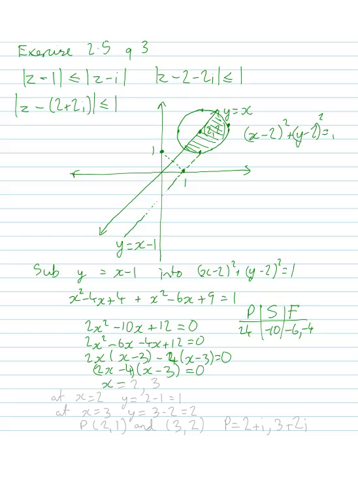So this is just a quadratic that's non-monic, so we need to PSF that. We'll do that over here. So the product is 24, the sum is minus 10, and the factors are negative 6 and negative 4. So you get 2x squared minus 6x minus 4x plus 12 equals 0. 2x outside of (x minus 3), and the other one is minus 4 outside of (x minus 3) equals 0.